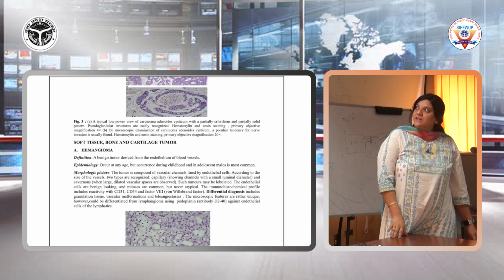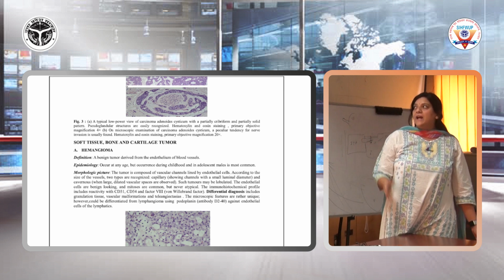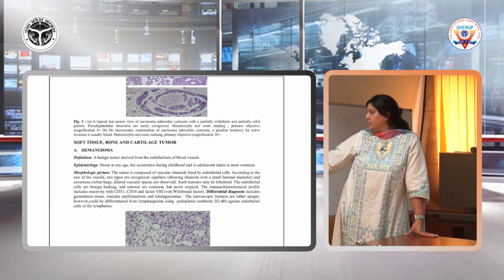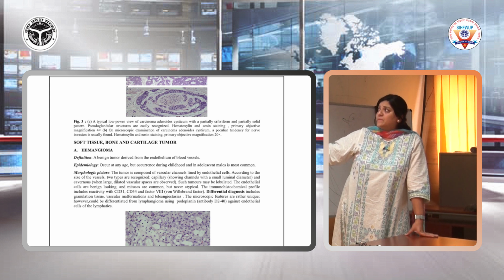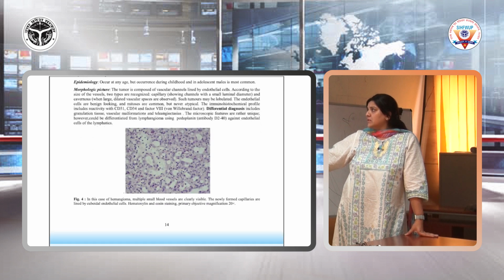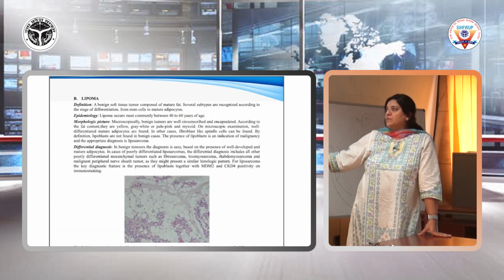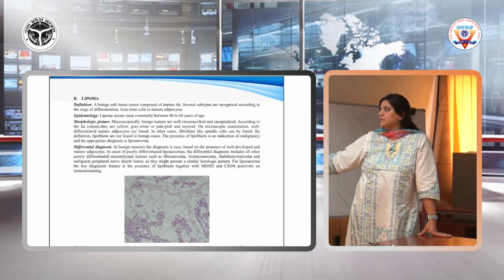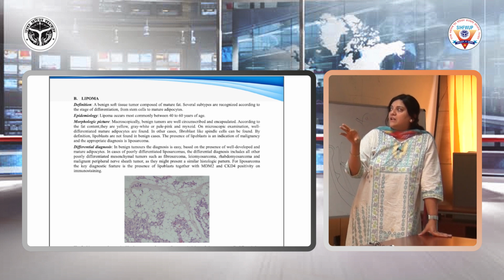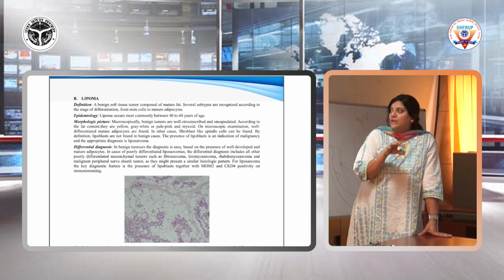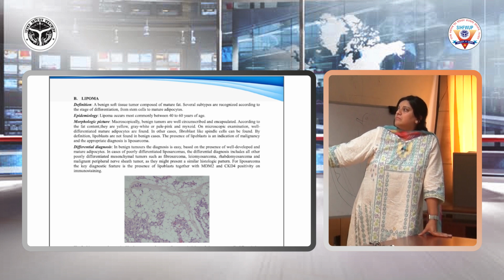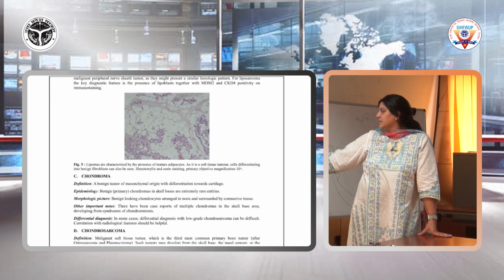Now the next topic is soft tissue, bone and cartilage tumor. As the name suggests, hemangioma. So the tumor is arising from the endothelium of the blood vessels. Now it can be of two types, capillary type and cavernous type. Lipoma, similarly arising from the mature fat. It's also of two types, benign and malignant. Benign are mostly circumscribed and encapsulated, and the malignant ones are grey, white, pale pink and myxoid in nature.